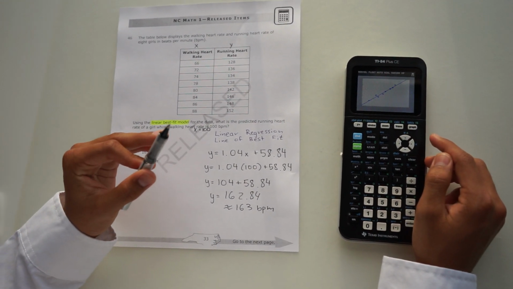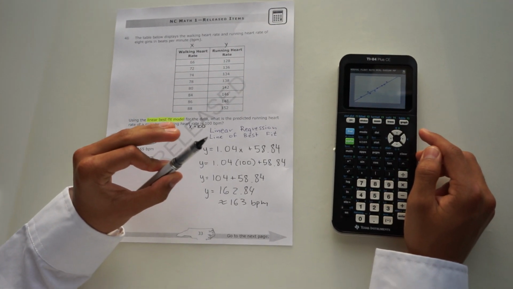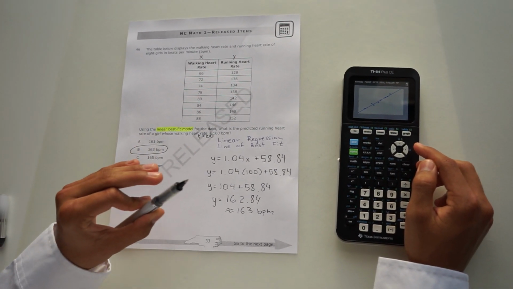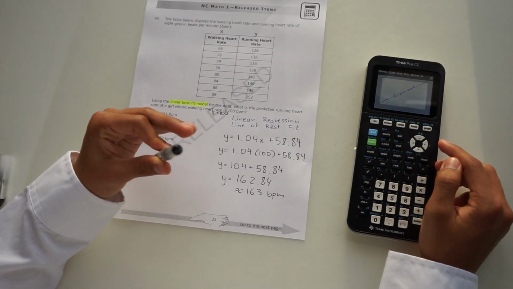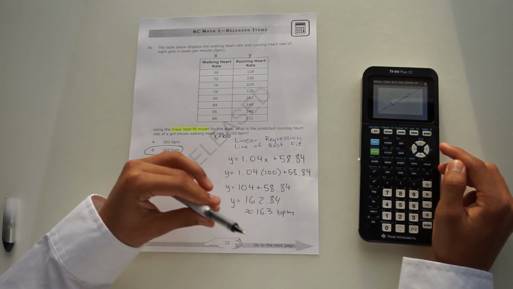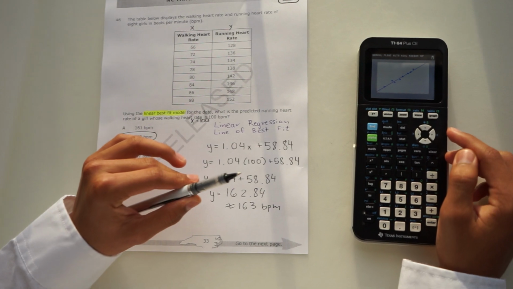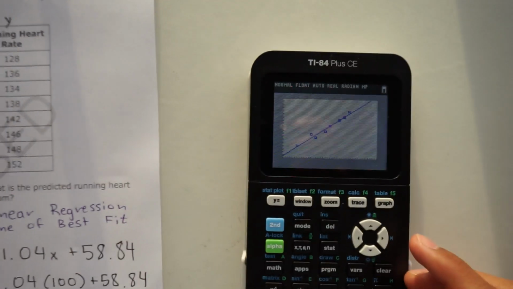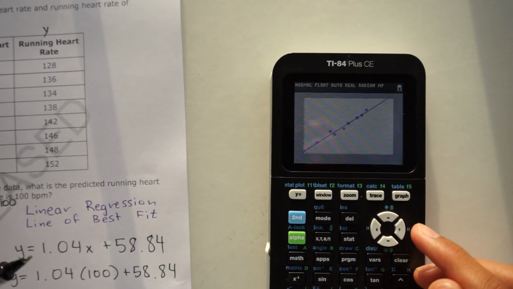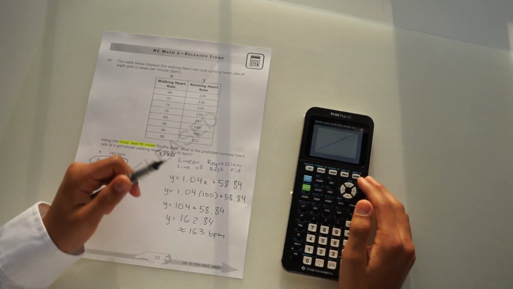Again, if you did not see the line, that means that you did not store the EQ in the earlier steps. If you do not see the points, that means that you did not do both of these things. You did not turn on the stat plot, and you did not go to the window to make sure all of the points can fit on the graph.